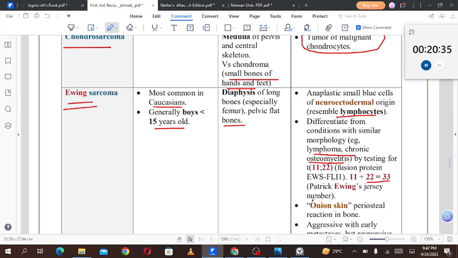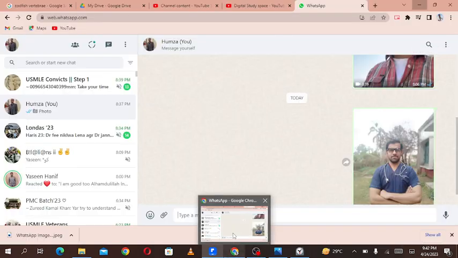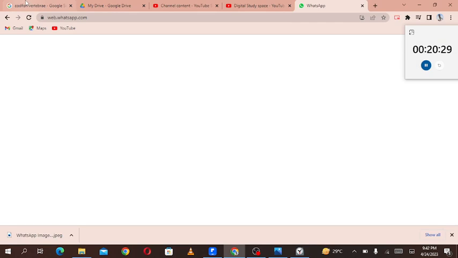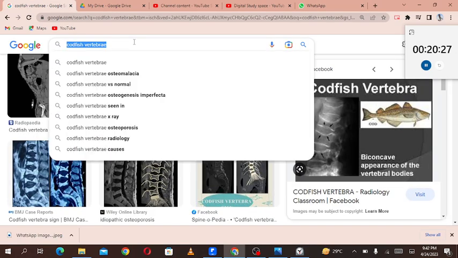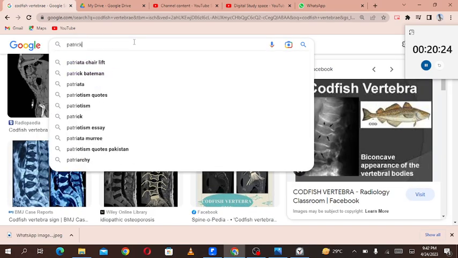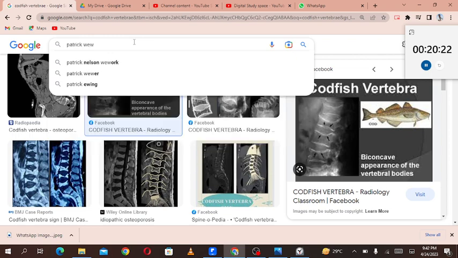That is Patrick Ewing's jersey number. There's some player Patrick Ewing. Okay, we have to see Patrick Ewing first.